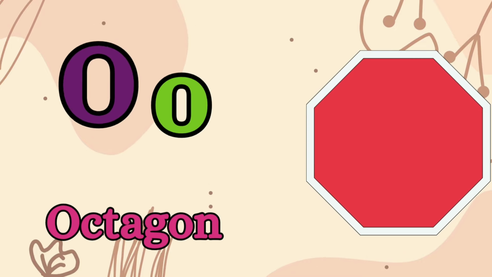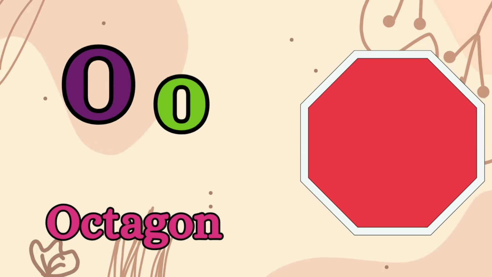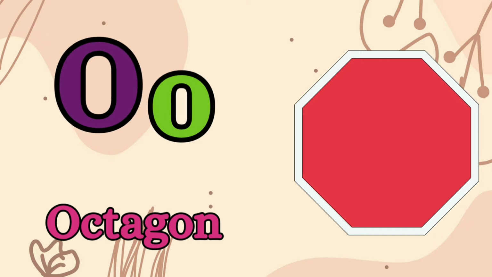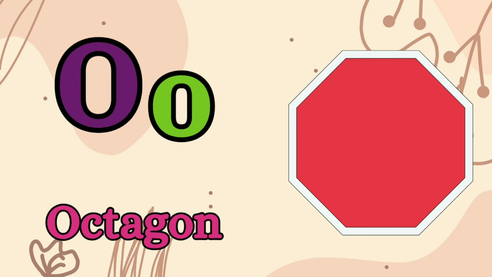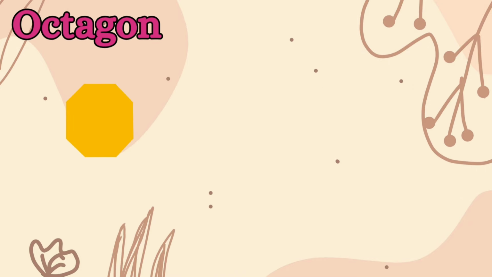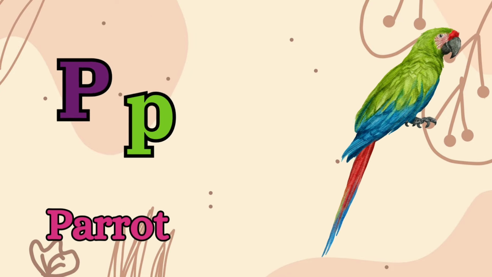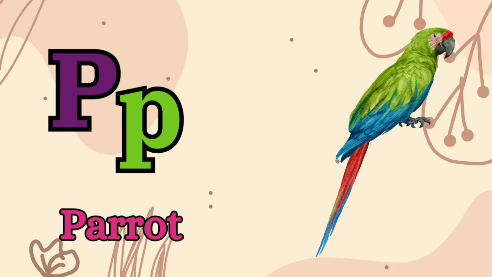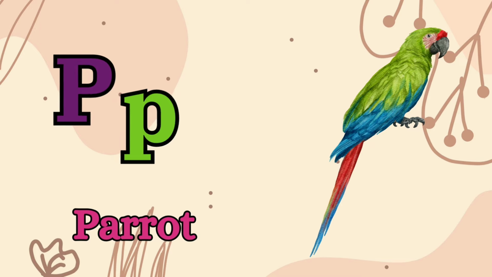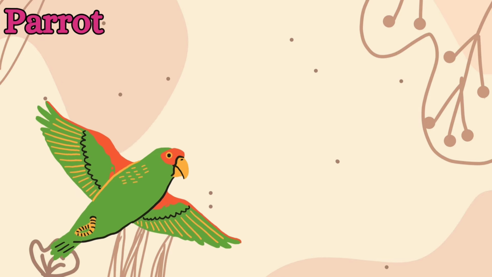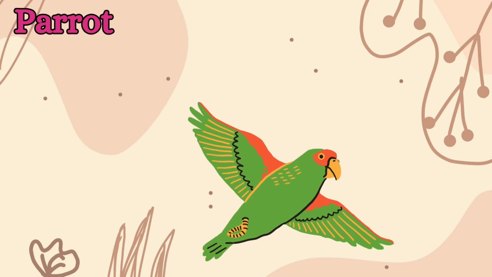O. O for octagon. O-C-T-A-G-O-N. Octagon. P for parrot. P-A-R-R-O-T. Parrot.